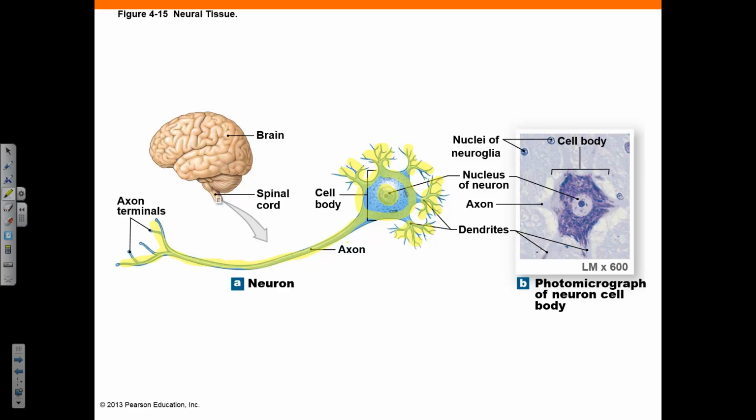Dendrites are the branches that receive the information. The cell body has that large nucleus, and then again that axon is going to be what carries the information to additional cells. Neural tissue itself will be covered in more detail when we discuss the nervous system.